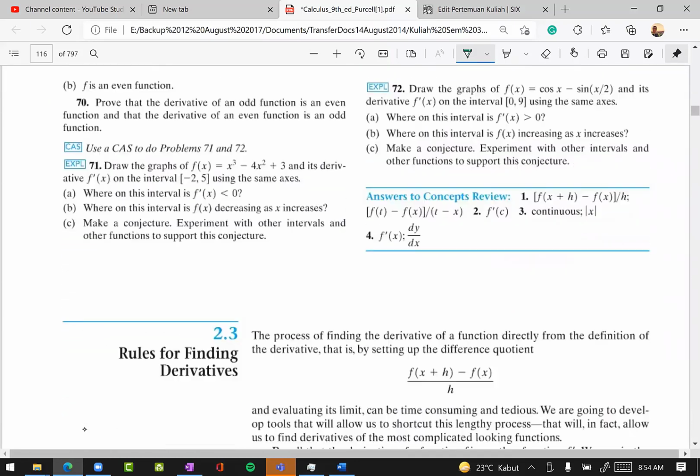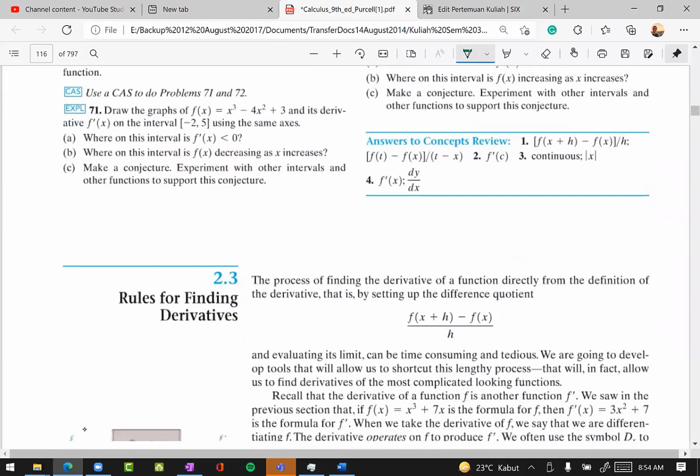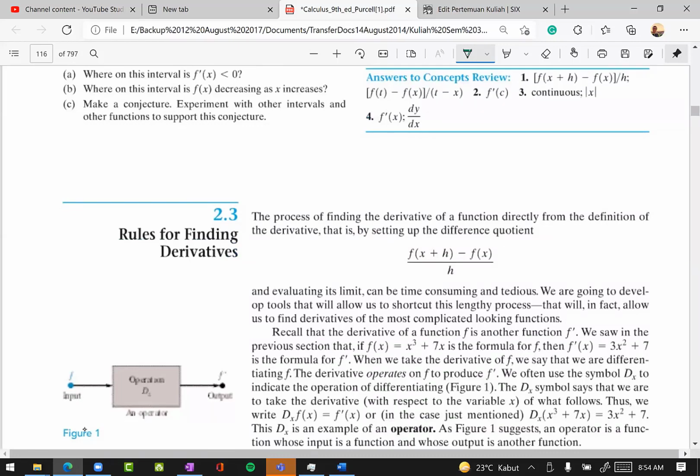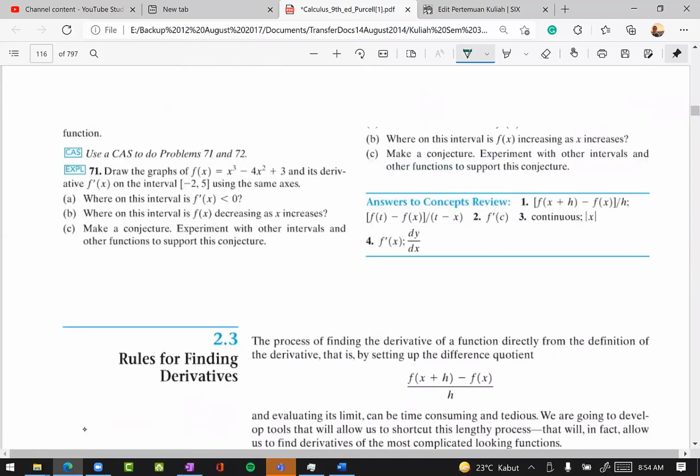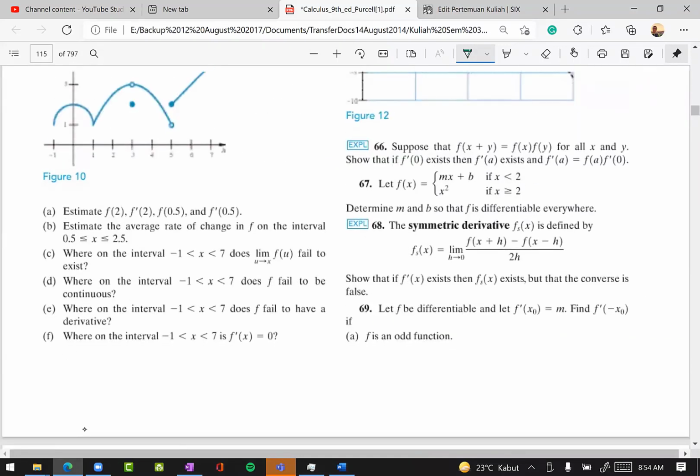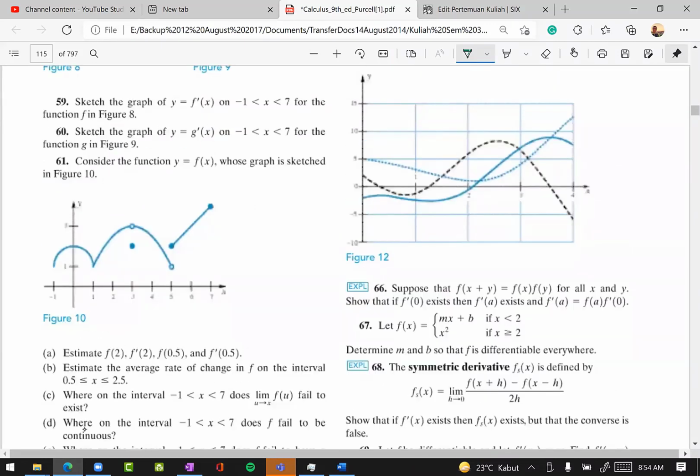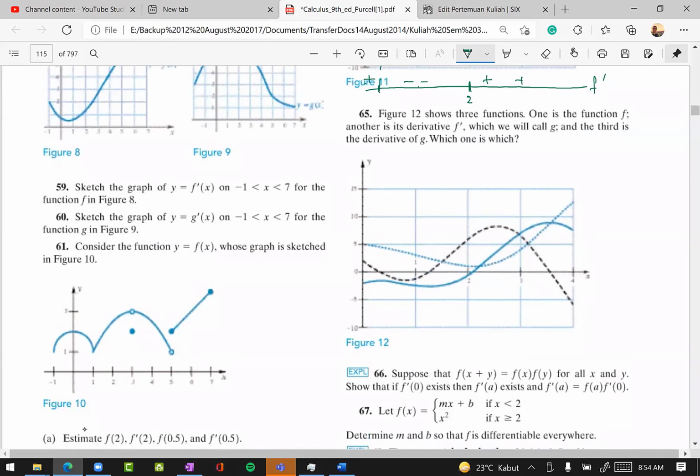So we have covered a little bit about 2.3, but we almost covered this 2.2. So let's continue this next week. Any questions?